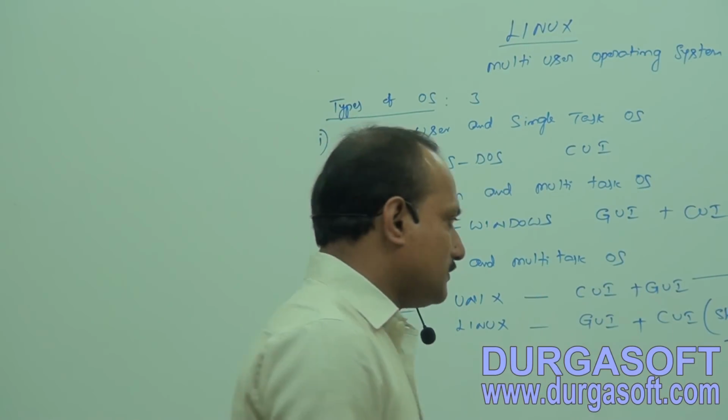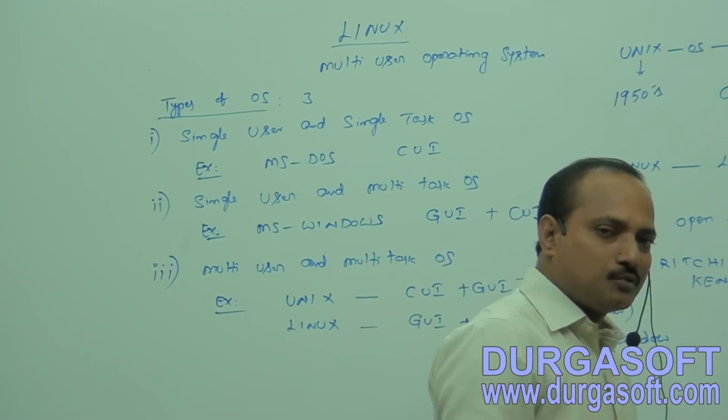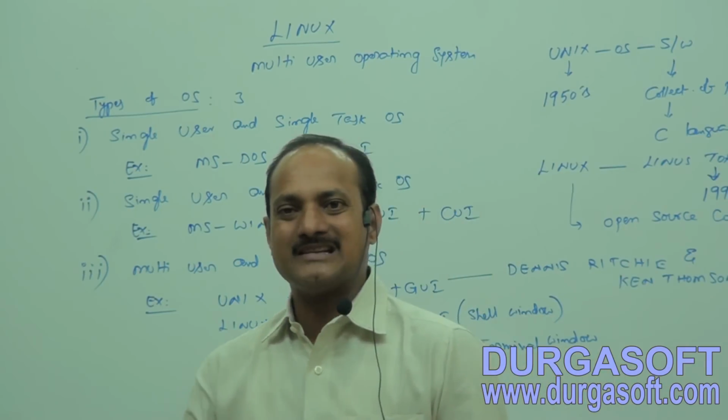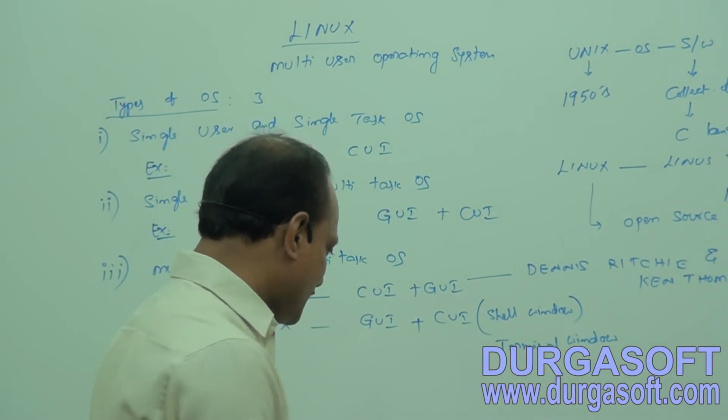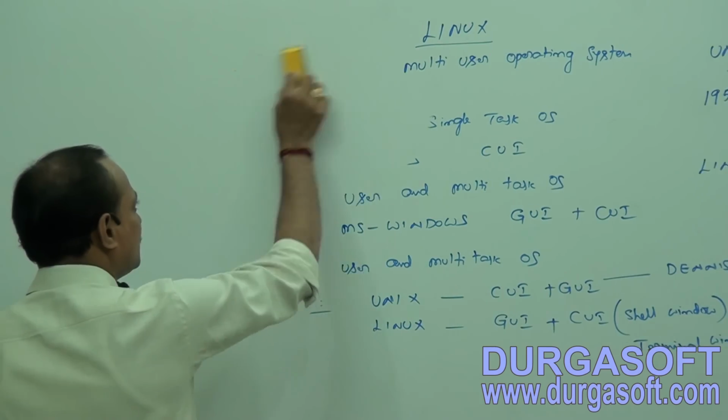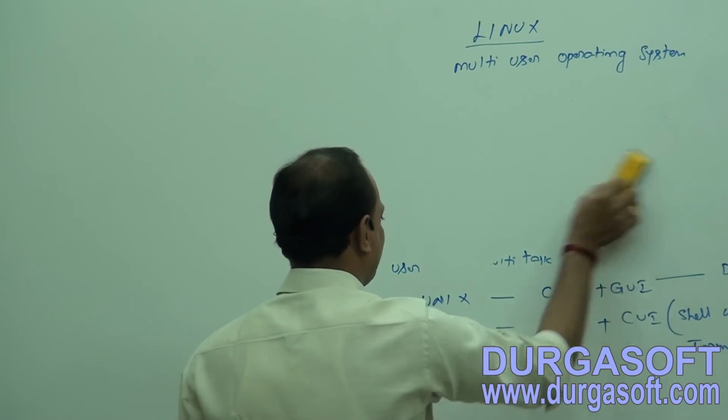Now we are going to see how Unix or Linux both are supporting multiple users on a single system. Let us see. Let me give a sample structure of a multi-user operating system.